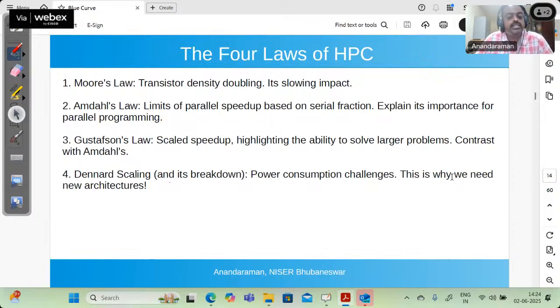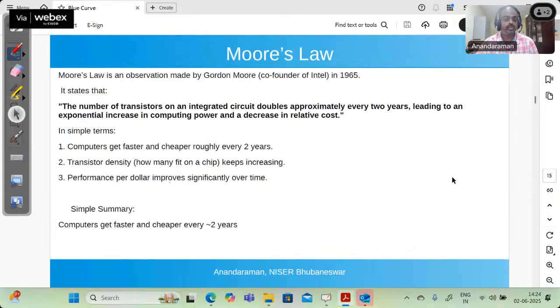He is an Intel scientist. He predicted that every 18 months, the number of transistors in the chip will get doubled. The number of transistors on an integrated circuit doubles approximately every 2 years, leading to an exponential increase in computational power and a decrease in relevant cost. So if you are buying a laptop now and you have some 1 crore transistors, if you buy a laptop after 18 months, you'll have 2 crore transistors, but the price is the same. That was Moore's law.